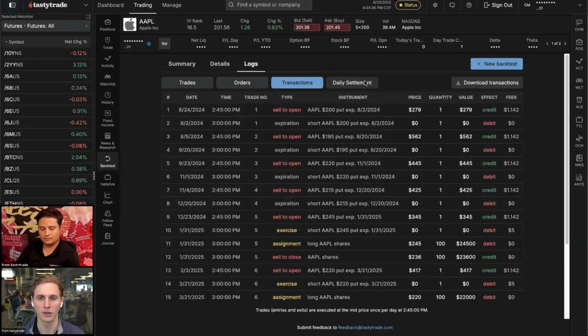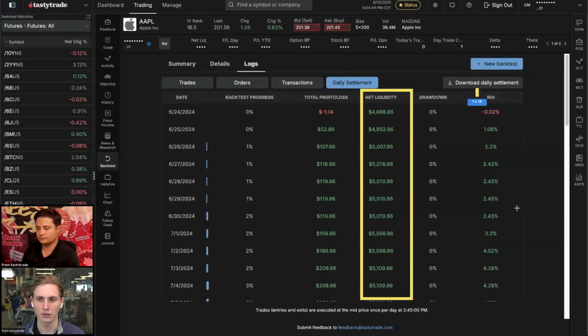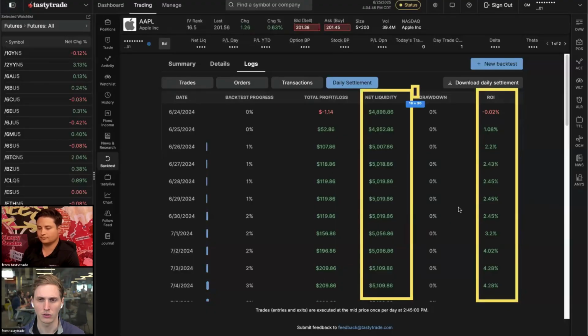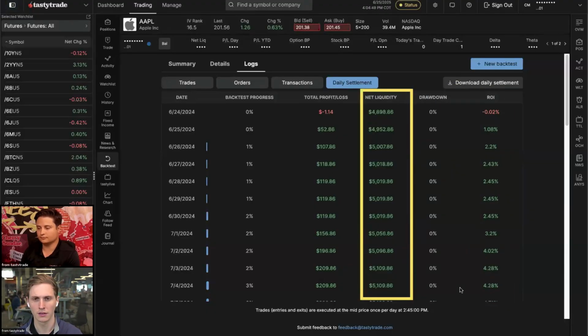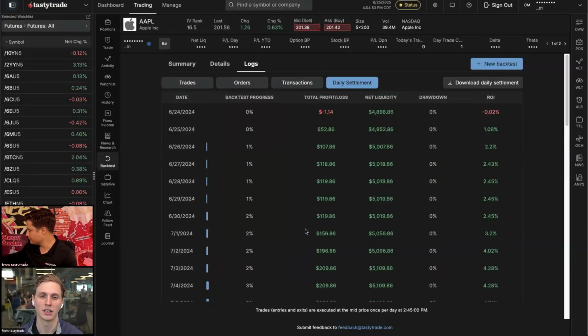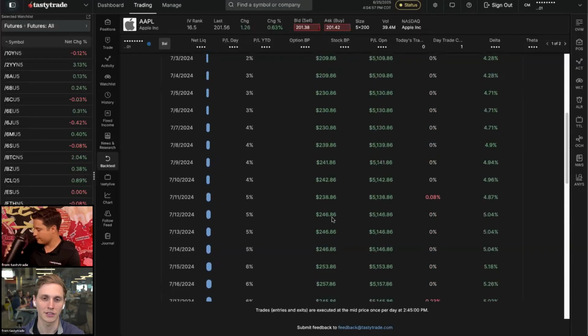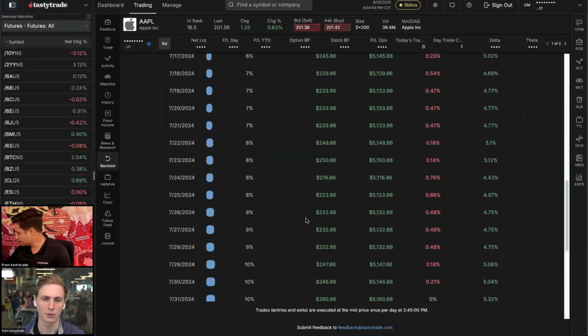And then we can go to daily settlement. This is going to look at our profit or loss, our current net liquidity, our return on investment, the drawdown, and the amount of time that has actually passed through the backtest. So this is giving us a look at every single day throughout the last year, what was happening in our portfolio.